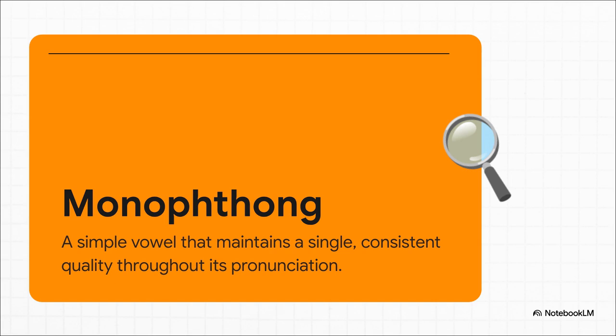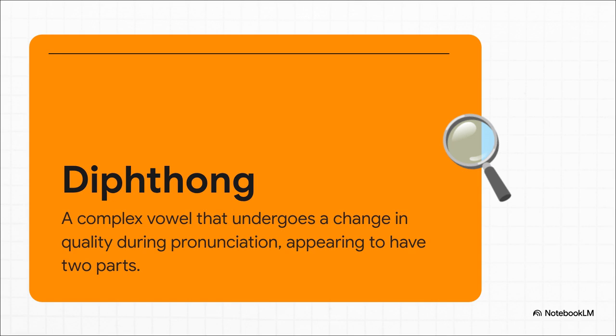Easy enough. But then you've got the diphthongs. These are the vowels that take a little journey. Your tongue starts in one position on the map and then it glides smoothly to another. Just listen to the vowel in the word boy. See? It starts as one sound and moves to another. That, my friends, is a diphthong.